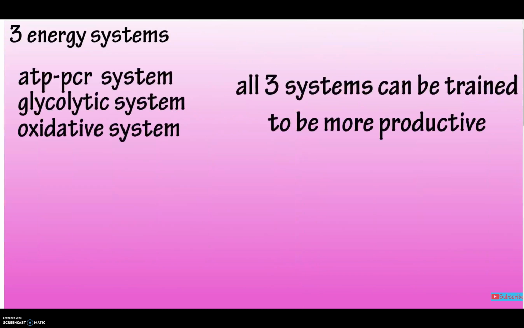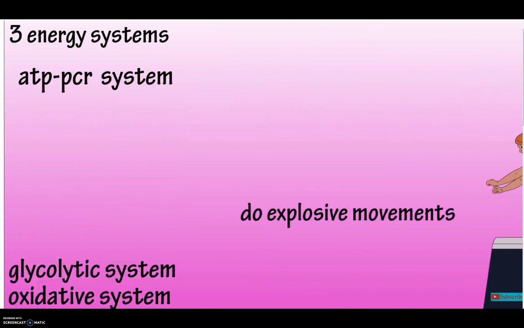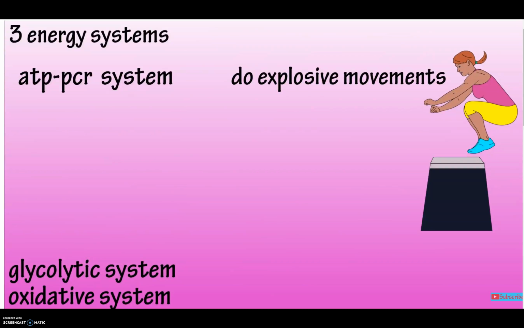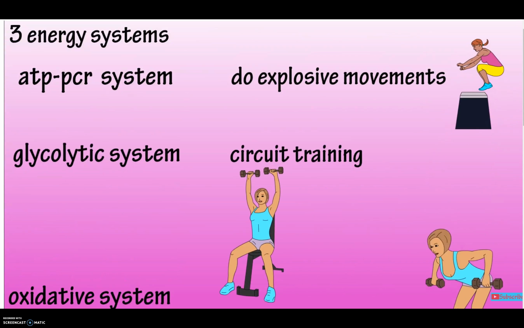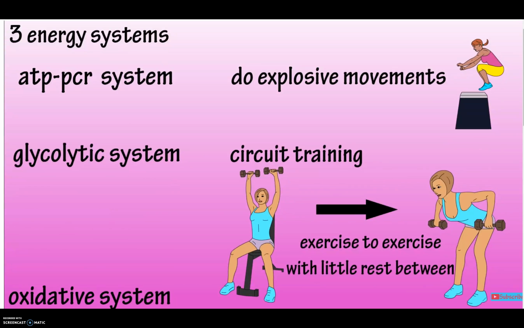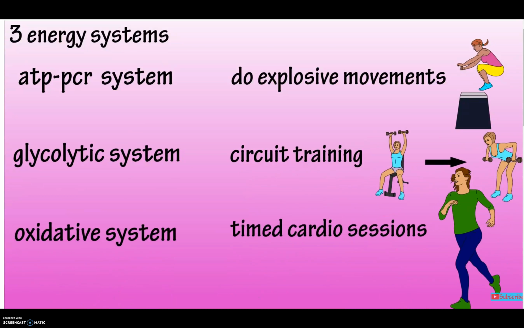Each of these systems can be trained to be more productive. By changing your workout routines, doing explosive moves like box jumps, you can improve System 1. By doing circuit routines, going from one exercise to the next, with little to no rest in between and using lighter weights, you can train System 2. And by doing a 20 to 30 minute cardio session of low to moderate intensity, like walking, jogging, or biking, you can improve System 3.